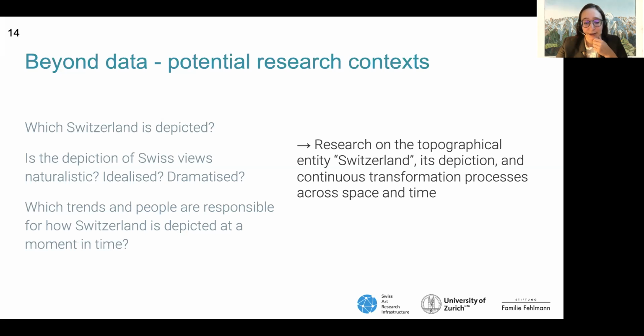Essentially, we hope that research on the topographical entity of Switzerland, its depiction, and the continuous transformation over time, both on the level of topography and of the image, will shine a light on how Switzerland and its depiction had changed over time.